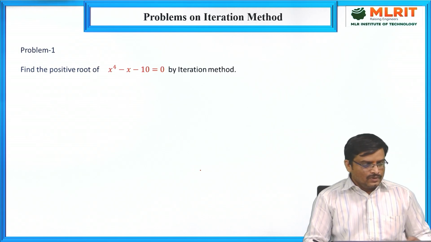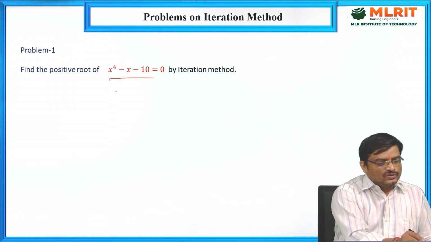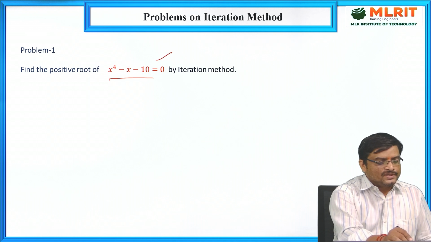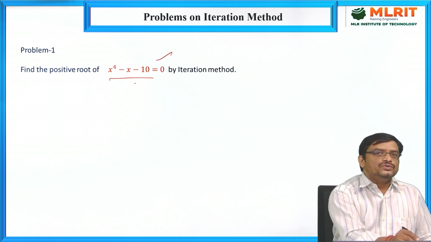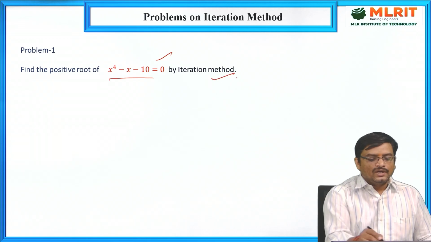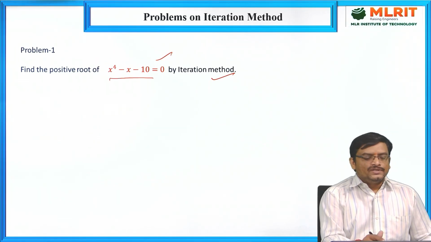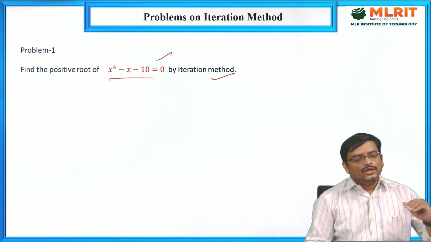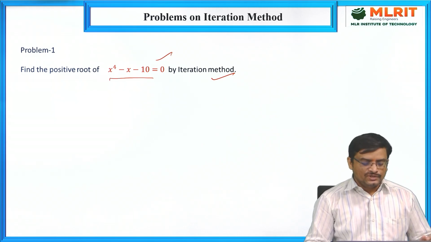Take this equation: find the positive root of x^4 - x - 10 = 0. This is a polynomial equation, and we have to find the positive root of that equation by using the iteration method. Now we will see how to find the root. In the previous slide, we took the initial approximations, that is, two real numbers. Follow the same procedure here.